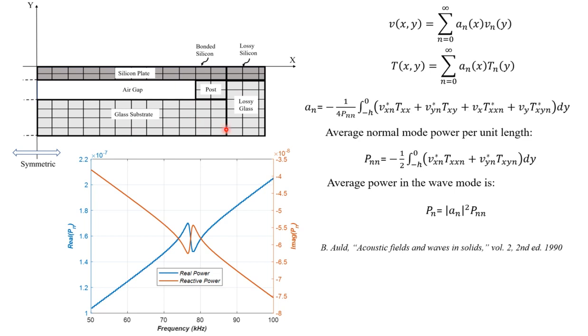Okay. And if you have the tensile stresses and the associated velocity field, which are responsible for propagating those dispersive waves into the glass substrates, and you evaluate the power from finite element analysis, then it turns out that the power is an ever increasing function of frequency. Okay, you can see that the phase change is around 77 kilohertz, showing resonance at about 77 kilohertz.